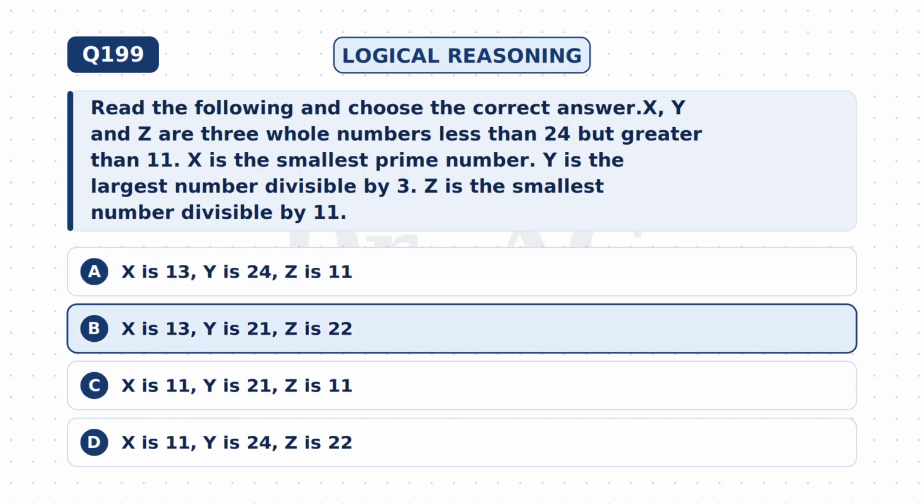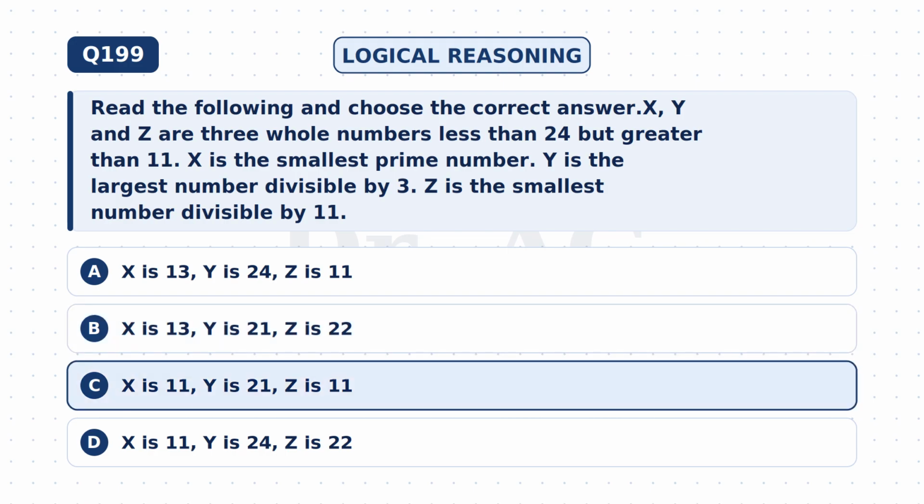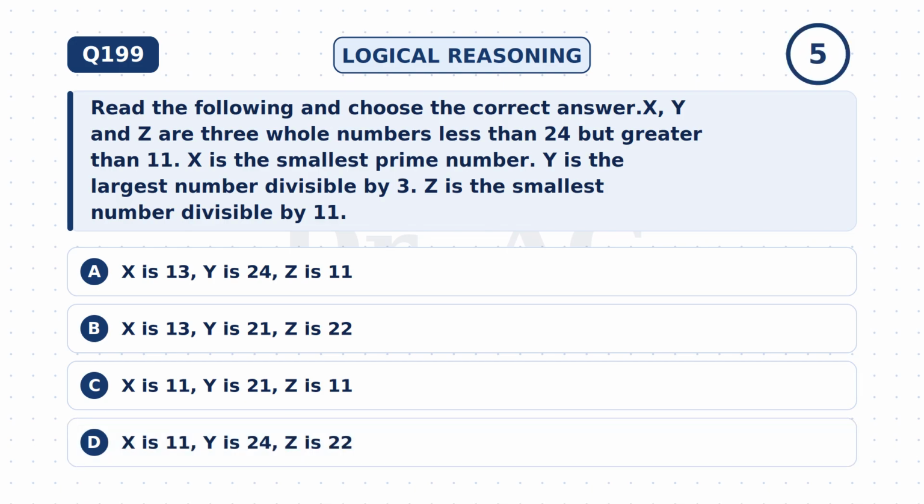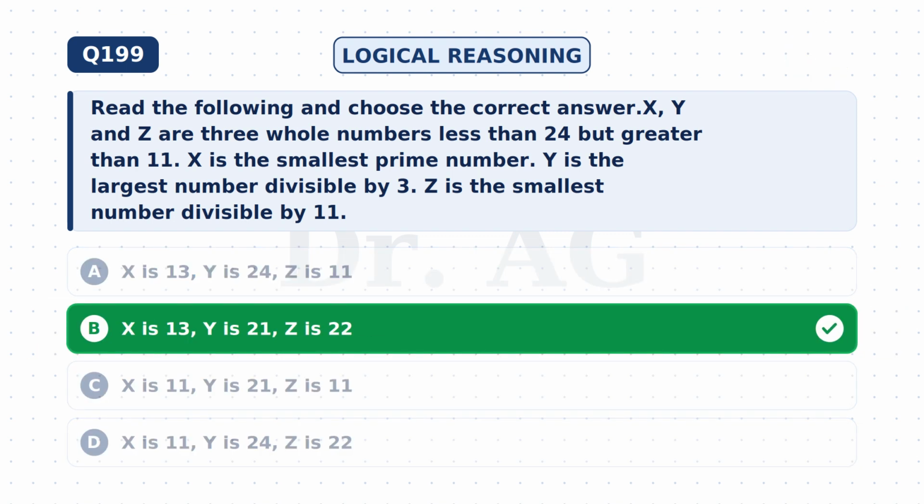Option B, X is 13, Y is 21, Z is 22. Option C, X is 11, Y is 21, Z is 11. Option D, X is 11, Y is 24, Z is 22. The correct answer is B, X is 13, Y is 21, Z is 22.